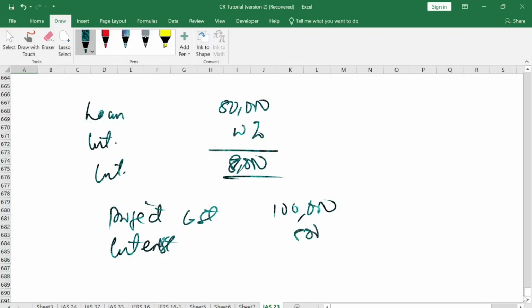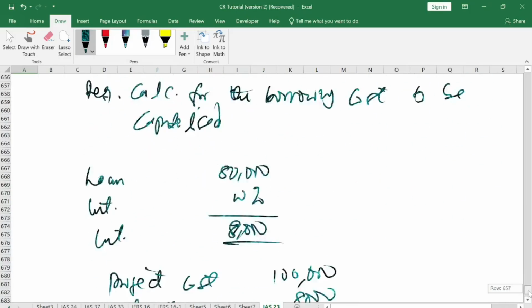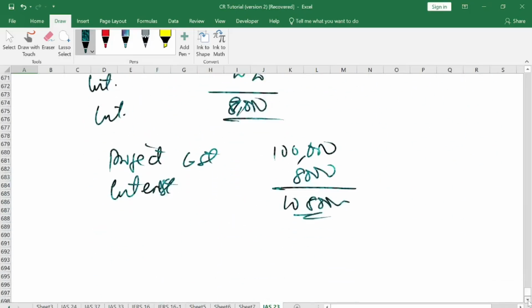Then you add 8,000 to the total project cost. So when you add it, you have 108,000. So this is what we call specific interest on borrowing cost. All right. So generally that is it about that.